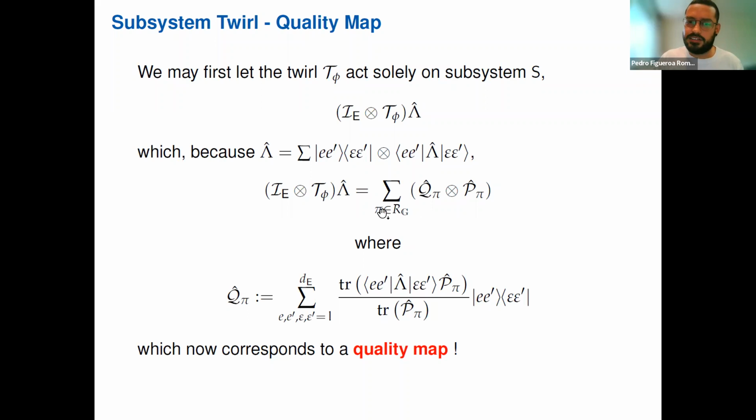And then you can just take the average on subsystem S solely. And then the twirl, instead of getting the form that I showed you before, which was just F times P, some scalar factor times these projectors P, now you get some operator tensor product with these projectors. So these projectors are on the system, and these Q operators are on the environment. Just as in the case that I showed you for the whole twirl, the Fs before had the information about what you have averaged. In this case, these operators Q are the ones that capture the information about what you are twirling, what you are averaging. So now instead of getting quality factors, you can think of this as quality operators or quality maps.